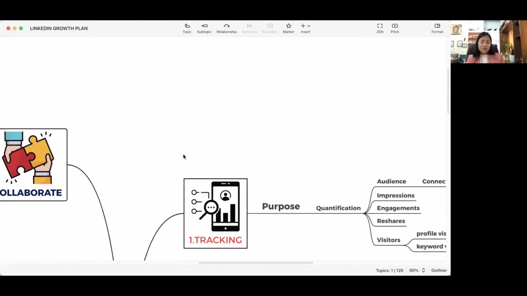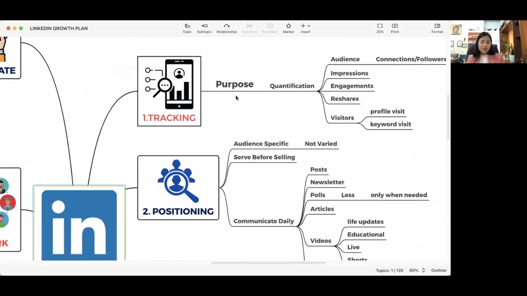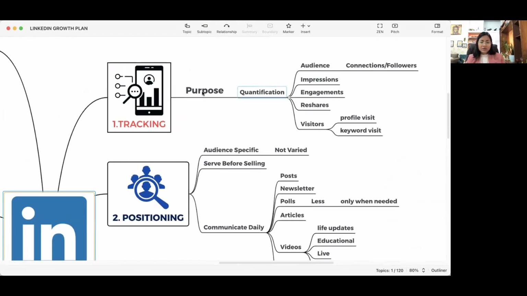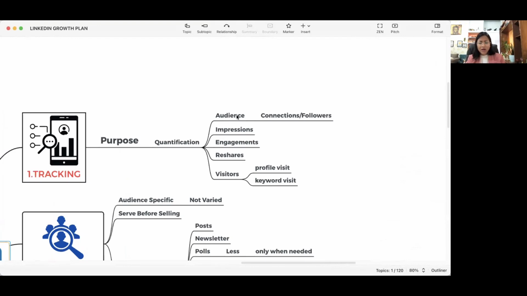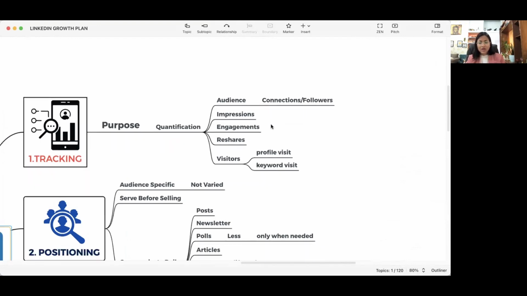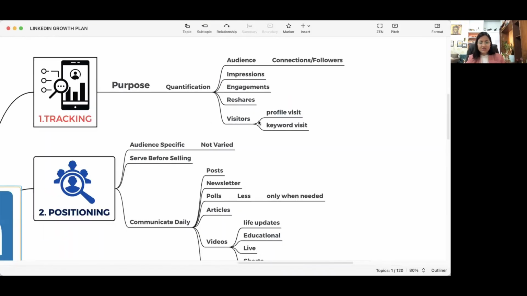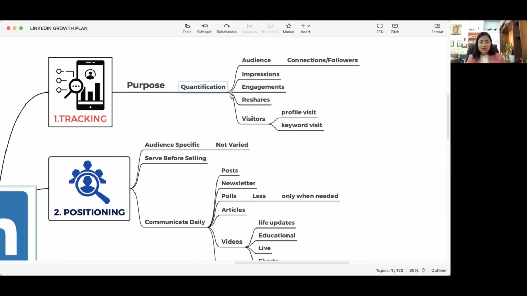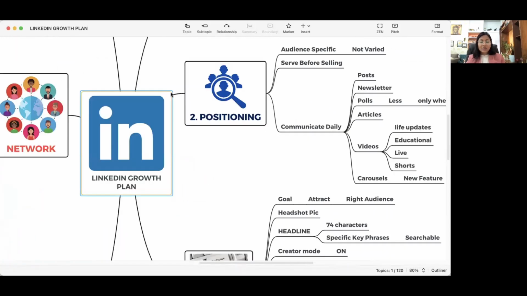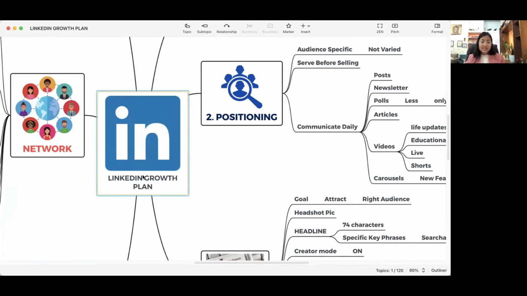Okay, so if you see, we started with tracking. What is the purpose of tracking? We want to quantify or track our LinkedIn page, based on how many connections or followers you have, impressions, engagement, reshares, visitors. All those types of things we want to track, because the name of this mind map template is LinkedIn growth plan.